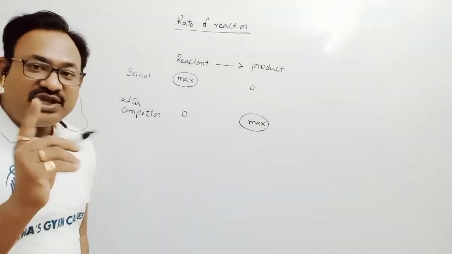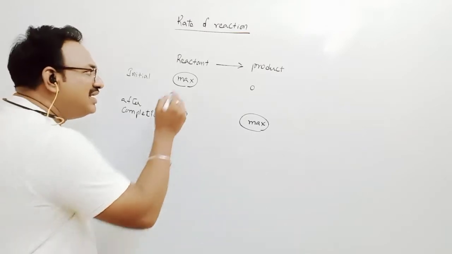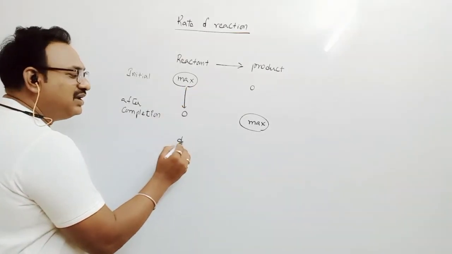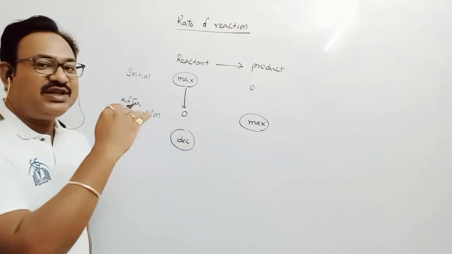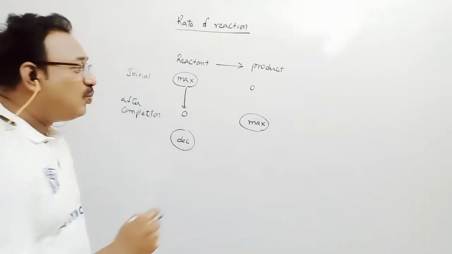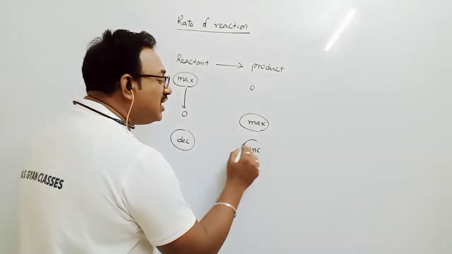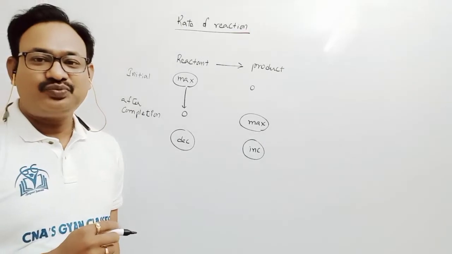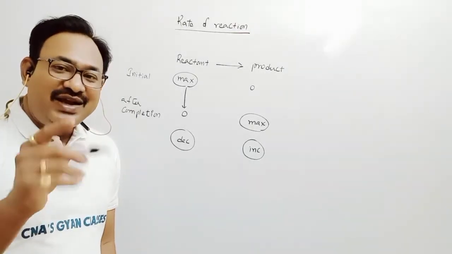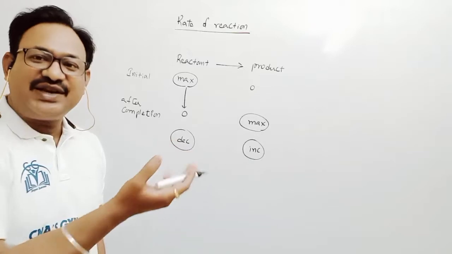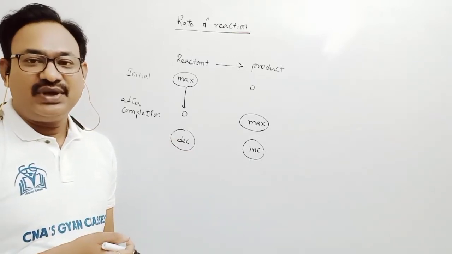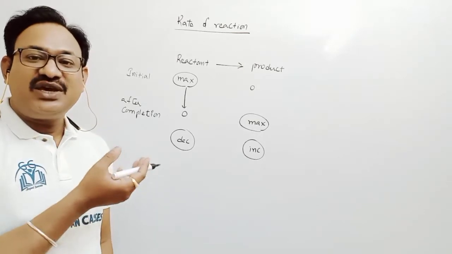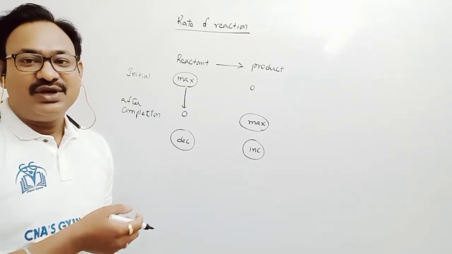So during the course of reaction, what happened? Reactant concentration is decreasing, right? Reactant concentration is slowly decreasing. Product concentration is slowly increasing. This happens during the course of the reaction. So here rate means what? Change in concentration with respect to time. The change in concentration with respect to time is considered to be rate of reaction.